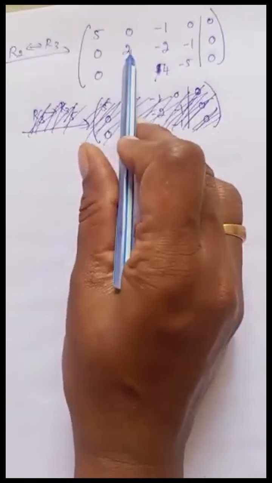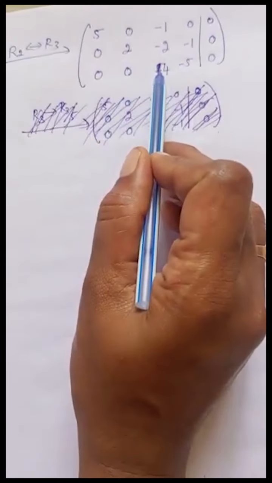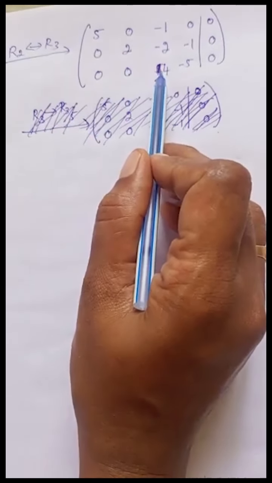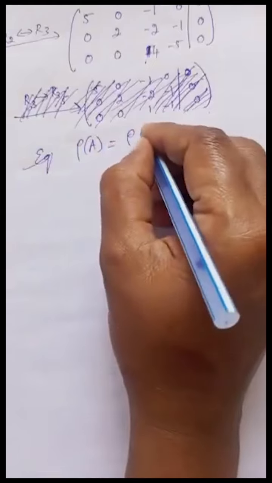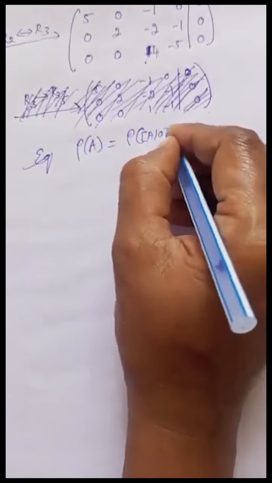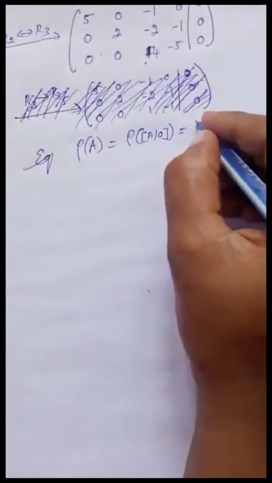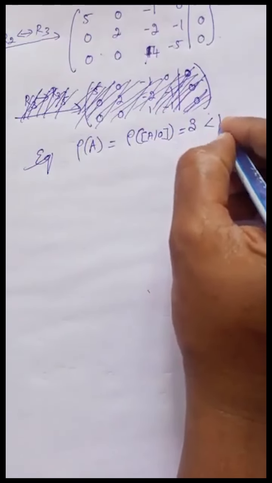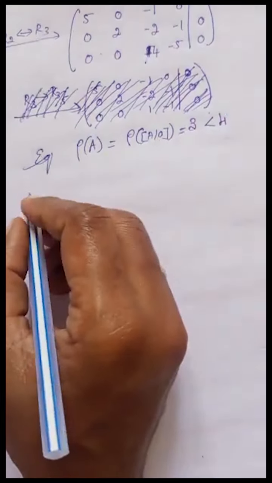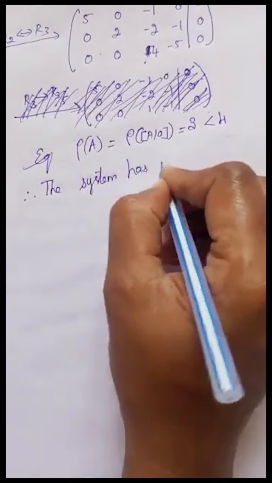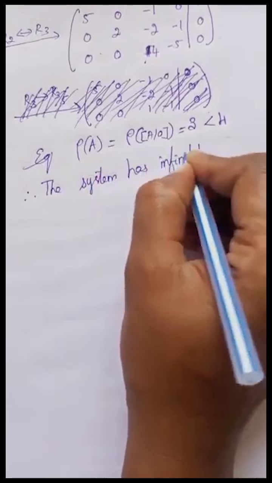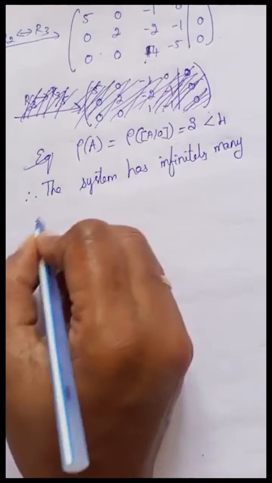Now we can write the equivalent form, because here 2 is there. This place anyway we cannot make 0. Isn't it? So what we can do? Rank of A is equal to rank of [A, 0], which is equal to the number of non-zero rows, 3. But our number of unknowns is 4, so the rank is less than 4, isn't it? Therefore, the system has infinitely many solutions.